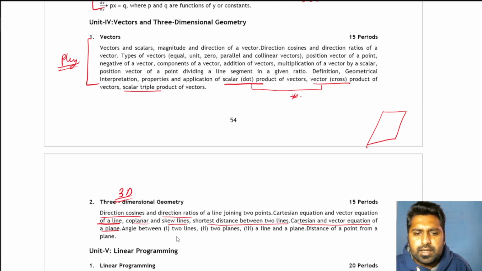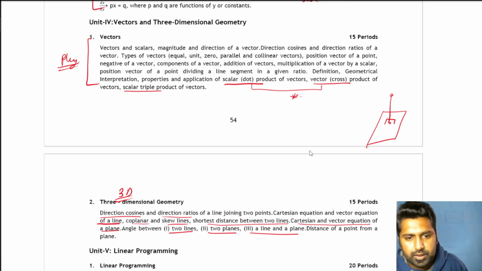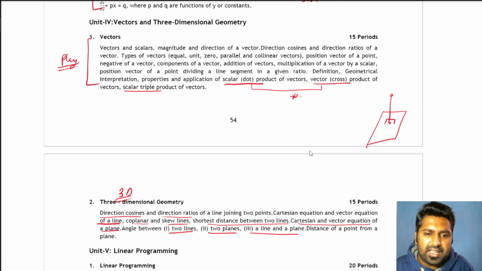Then we have to find the angle between two lines, two planes, and a line and a plane. And what is the distance? Suppose there is a point. What is the perpendicular distance of a point from a plane itself? And a plane is not always horizontal or vertical. Like in your rooms, the walls are horizontal and vertical, simple enough to understand, but that's not always the condition. A plane can be at any angle.